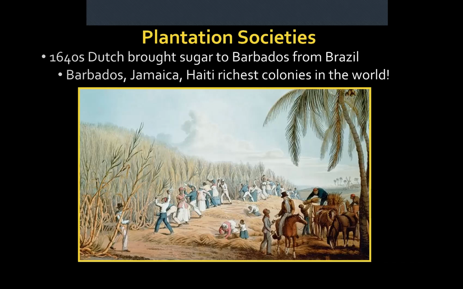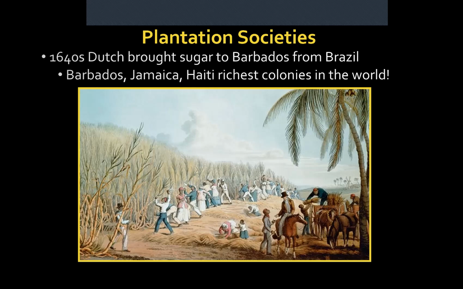And that's what leads to plantation societies. So in the 1640s, the Dutch were in Brazil, but they were forced out by the Portuguese, and they brought their technologies about sugarcane production and processing to the Caribbean, starting in Barbados. And it didn't take very long where Barbados, Jamaica, and Haiti become the richest colonies in the world.